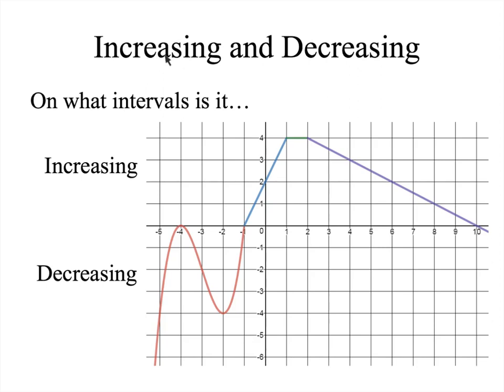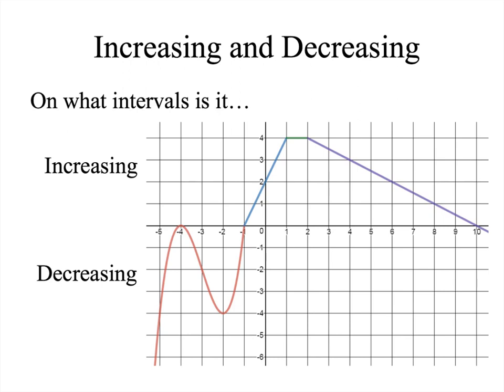So we're going to talk about increasing and decreasing for this piecewise function. And we have to talk about what intervals is it increasing and what intervals is it decreasing. Now, when you say increasing, what you're talking about are positive slopes. When you're saying decreasing, you're talking about negative slopes.